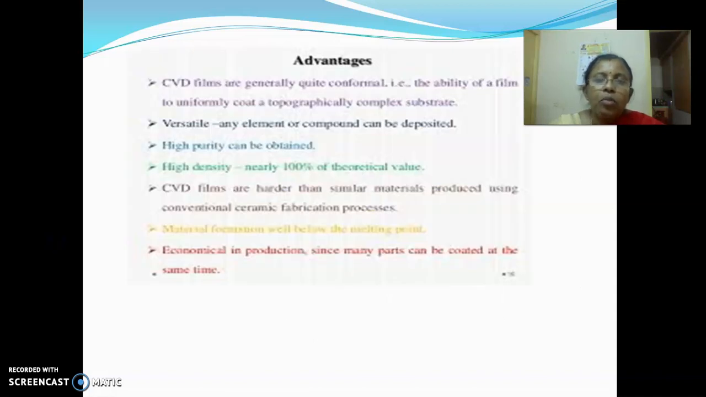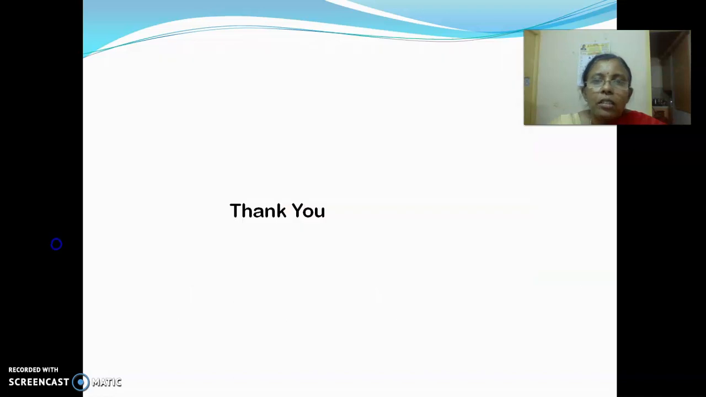Advantages of CVD: we have many advantages. The ability to coat a film on a substrate uniformly is one of the main things. It is very versatile, that is, any kind of element can be deposited, and it shows high purity. High purity can be obtained, which is also one of the main things, and high density. CVD films are much harder than other materials, and it is economical in production. So this is very much suitable for all nanomaterial preparation. Thank you.